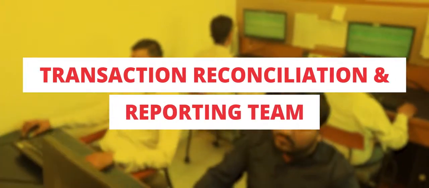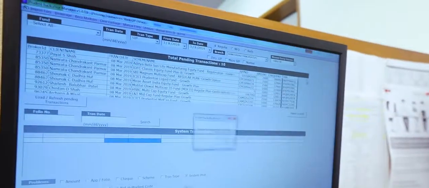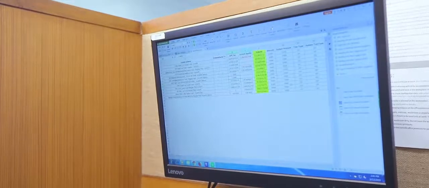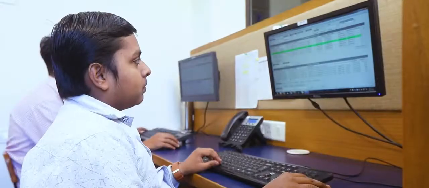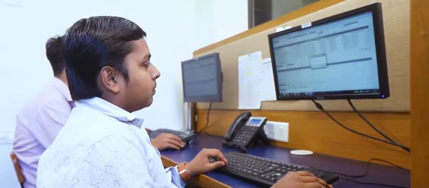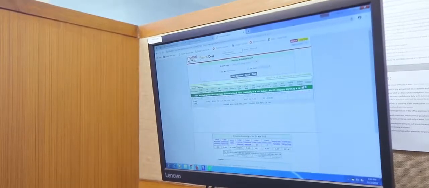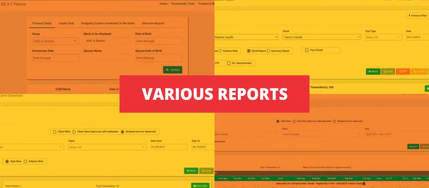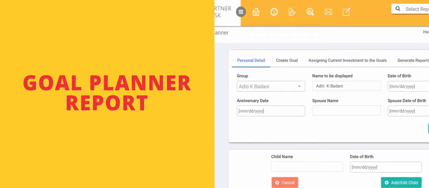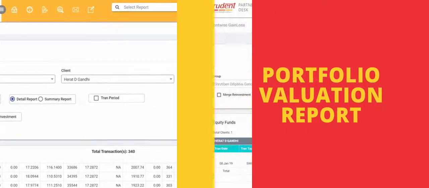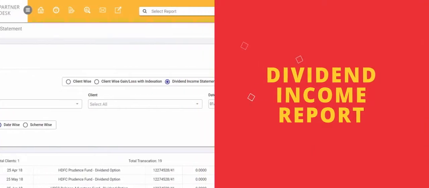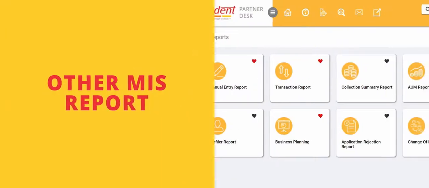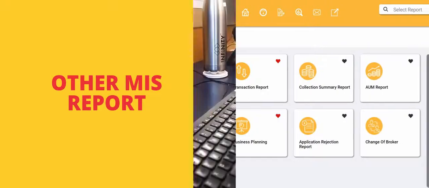Transaction reconciliation and reporting team. It matches the number of transactions which are logged in our system with the number of transactions received in the transaction feed. In case of discrepancy, they take corrective measures immediately. Once the transaction reconciliation is done, this team also ensures that these transactions get visible to partners and their clients in various reports prepared by our IT team, like Goal Planner Report, Portfolio Valuation Report, Gain Loss Report, Dividend Income Report, and other MIS reports under their respective logins.